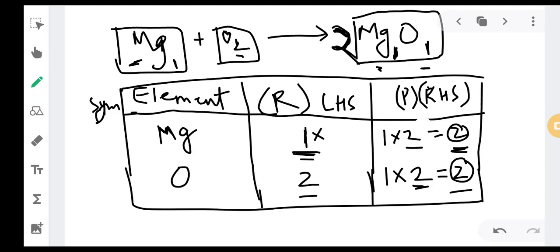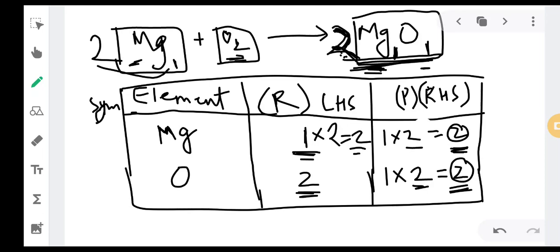How will you make 1 into 2? From 1, how can you make 2? You can multiply by 2 and it will become 2. So if you multiply by 2 over here, the number of magnesium atoms on the reactant side will become 2, and the number of magnesium atoms on the right hand side, or nothing but the product, will also become 2. And the atoms of oxygen were already 2. This 2 is multiplied to the whole product.